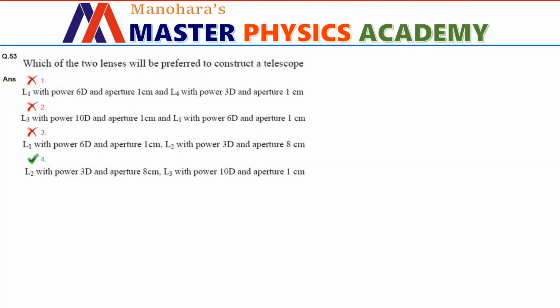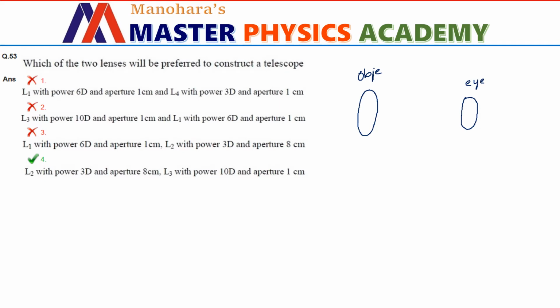Which of the two lenses will be preferred to construct a telescope? This is a repeated concept, but the question is entirely different. No problem. So a telescope has an objective and an eyepiece. There are two lenses. One is called the objective, the other is called the eyepiece.